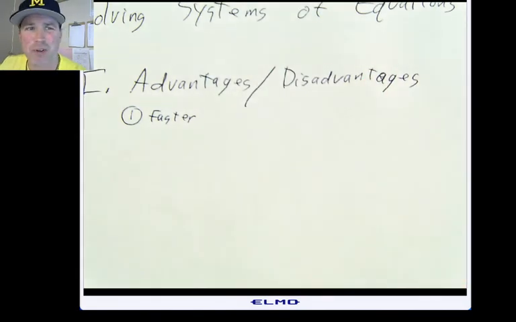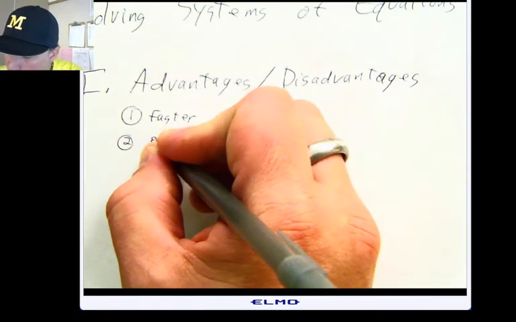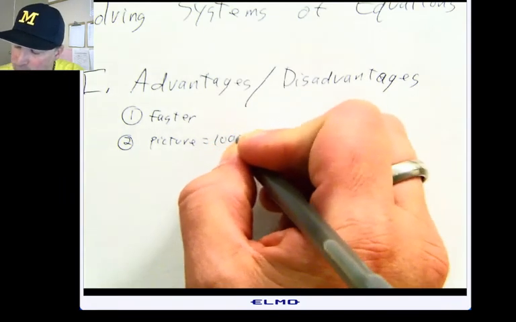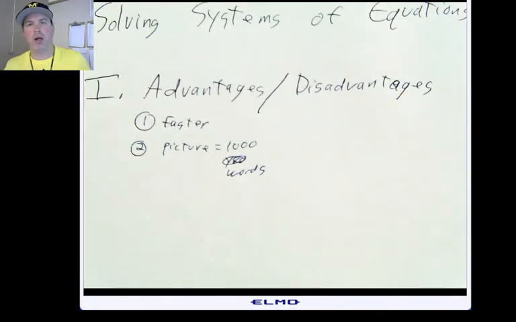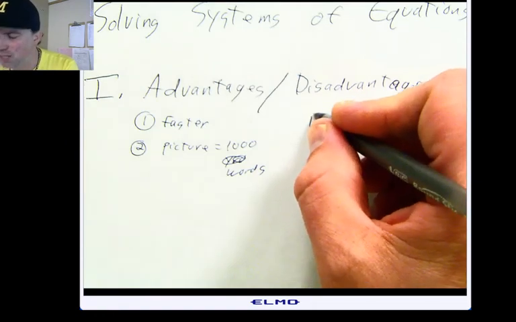If you're a really bad grapher, maybe it's not going to be faster for you. But if you're a good grapher, graphing can be really fast if you're given a good equation to use. The second advantage is that I'm one of those people that believes that a picture is worth 1,000 words. It puts a great visual on the problem and makes it pretty easy to understand where the solution of that problem is. So if you struggle with algebra, a nice graphing solution usually helps people understand what it is we're trying to do with systems of equations.